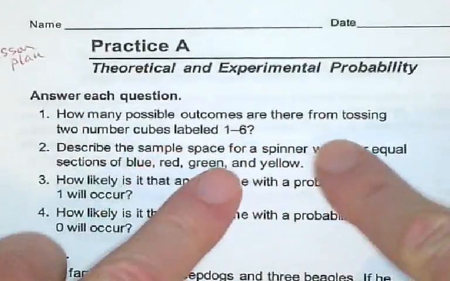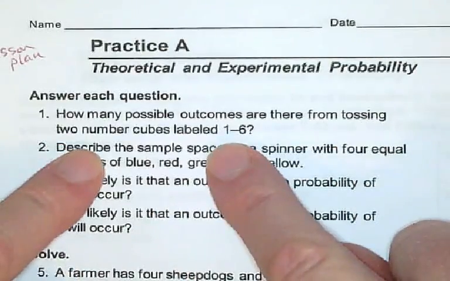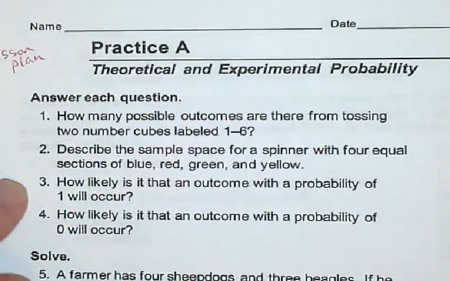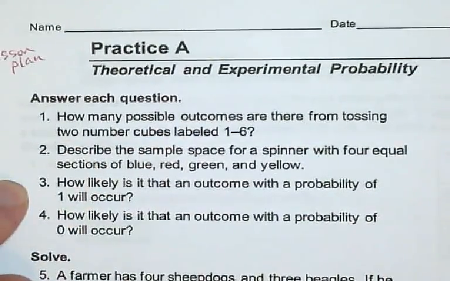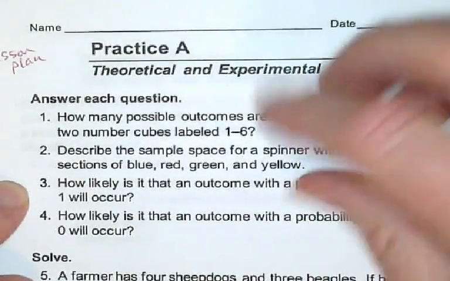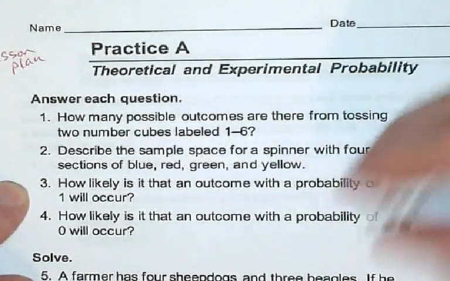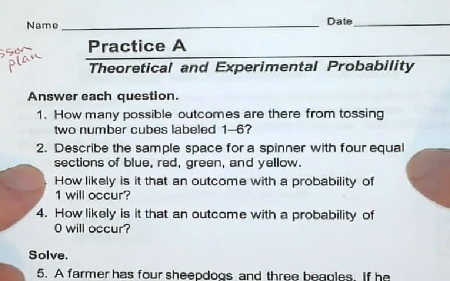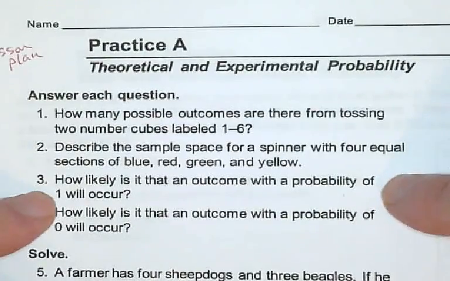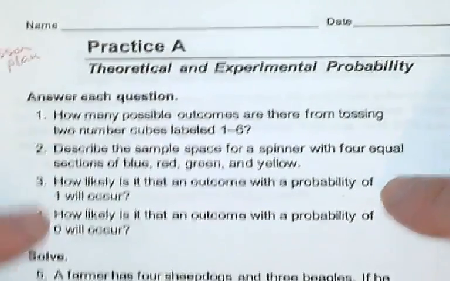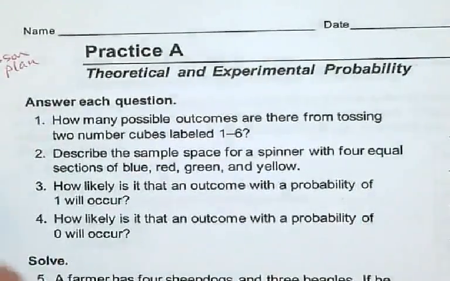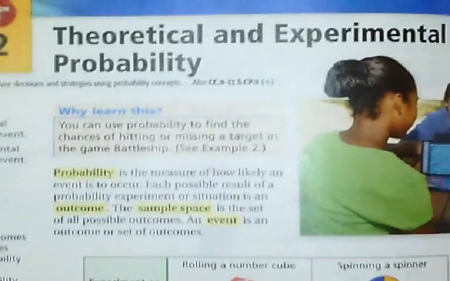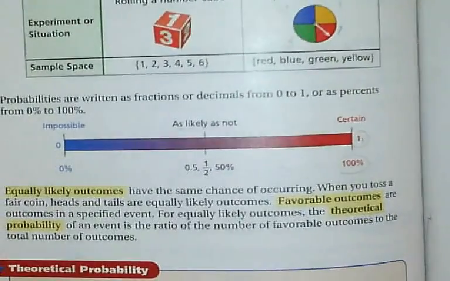How many outcomes are there from tossing two number cubes? Remember, that's two dice, labeled 1 through 6. So here's 1 all the way to 6. And then what's the sample space for 4 equal sections of a spinner? How likely is it that a probability of 1 will happen, and how likely is it that a probability of 0 will happen? So we want to answer those questions looking at our book, the very first page, 490.